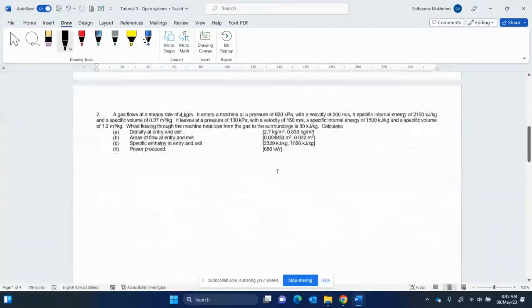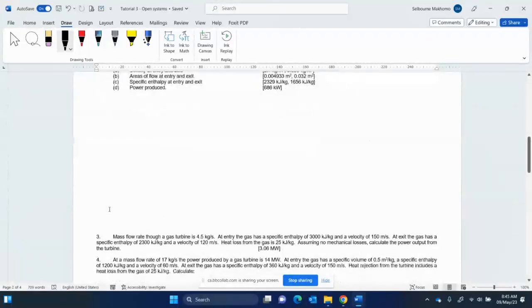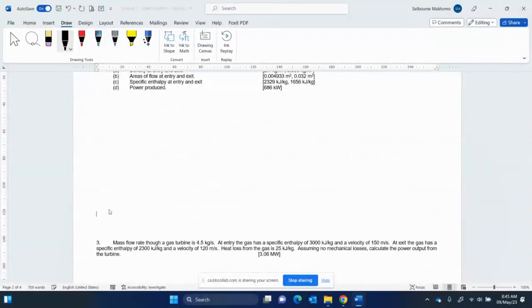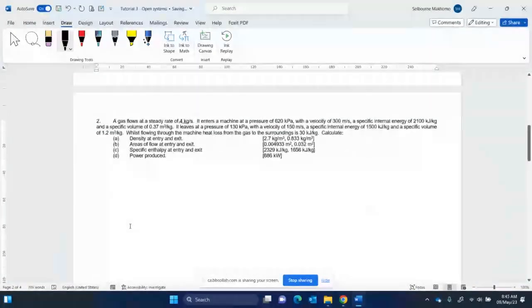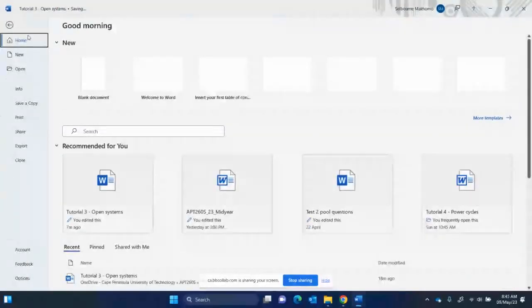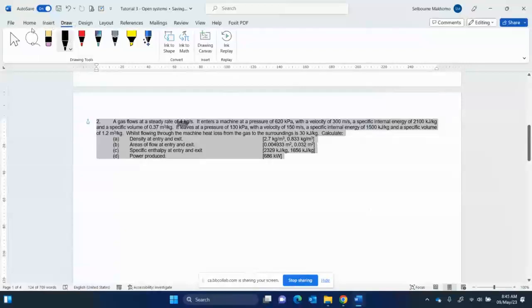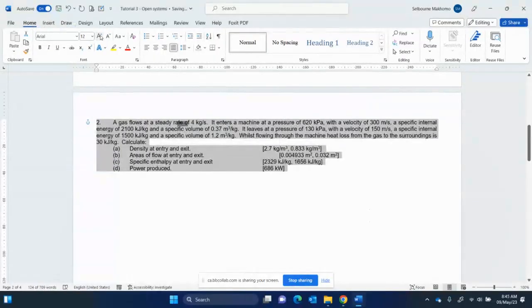Right, let's have a look at the second question. The second question, I think, is interesting because it has a couple of interesting things, and the approach of question 2 is different from that of question 1. So let me increase the font. It is also a turbine. So I'm going to use a different approach, so that you understand what it is that we want to achieve here.